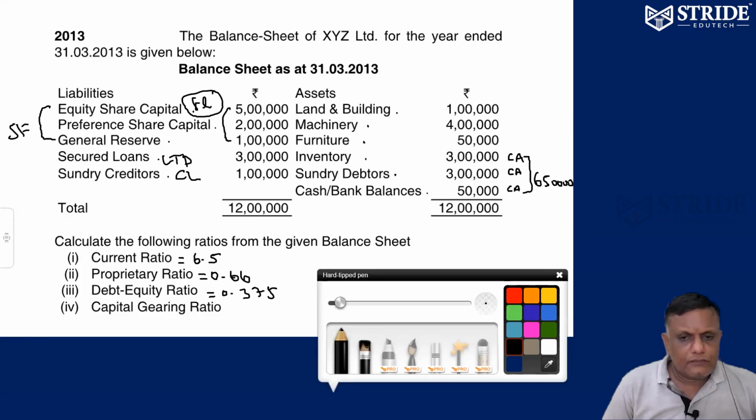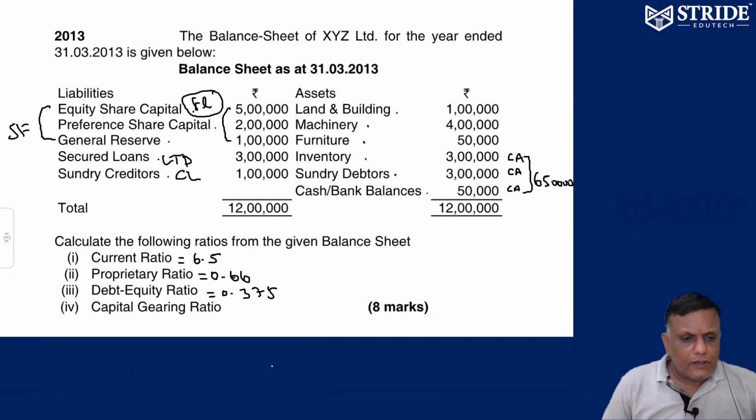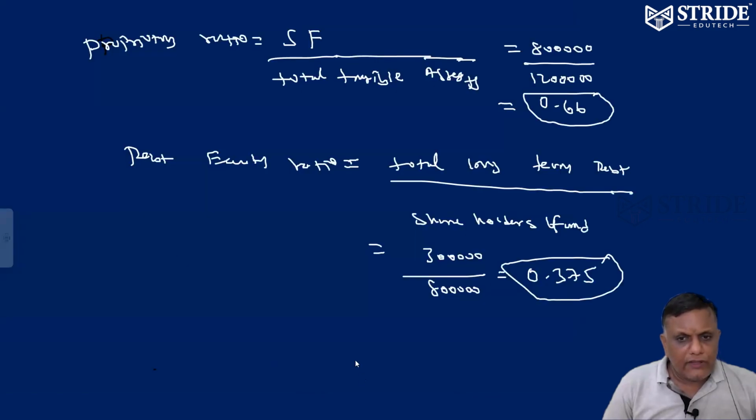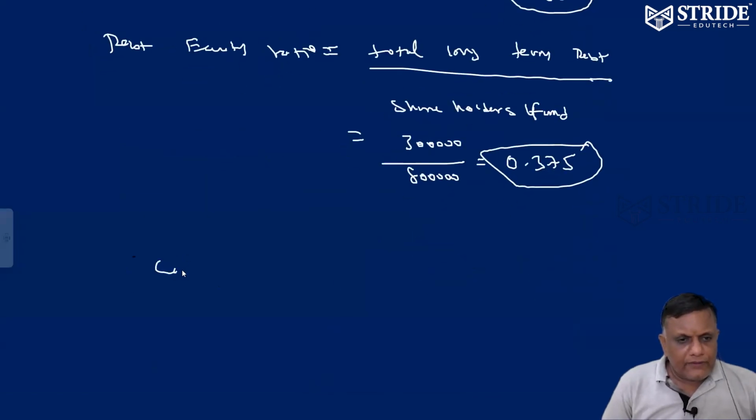Next one, capital gearing ratio. The purpose of capital gearing ratio is: how much fixed income securities you have over equity funds. That's called capital gearing ratio.